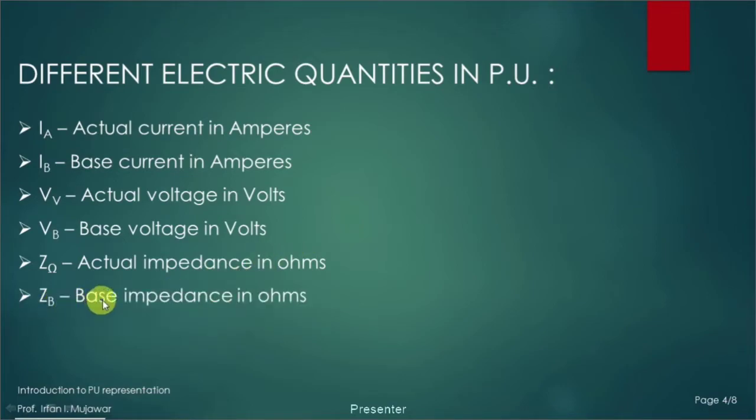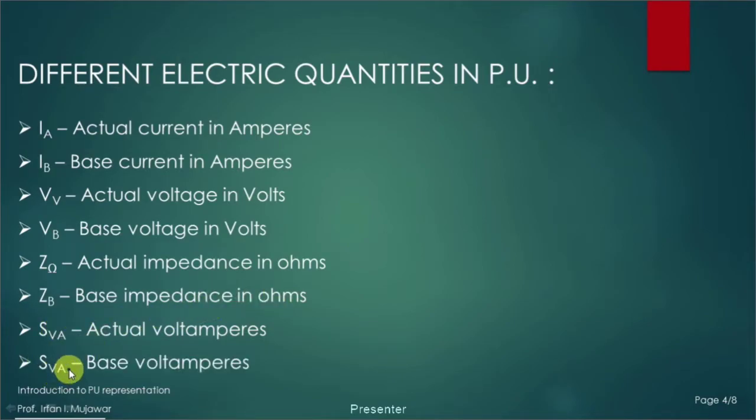ZB is the base impedance in ohm. S VA is actual volt ampere or actual apparent power in volt ampere. Unit of S is volt ampere, VA. SB is the base volt ampere.